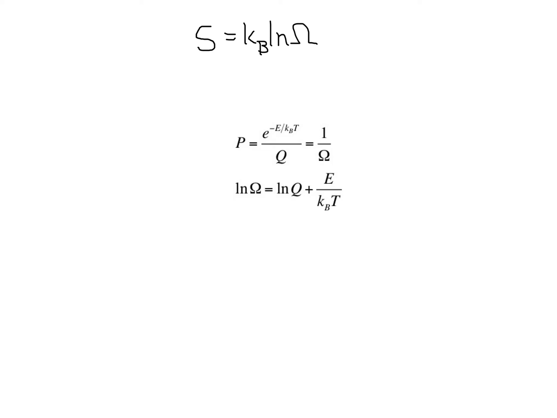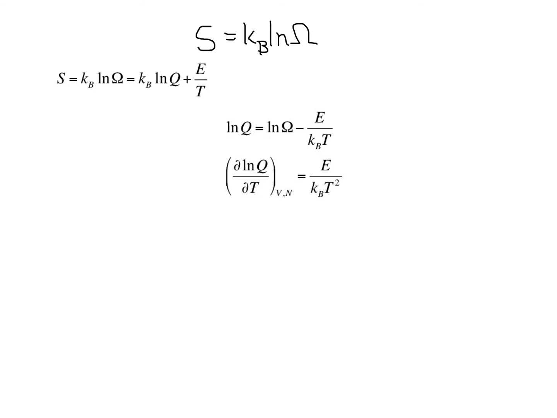So we can plug this directly into our Boltzmann expression for the entropy to show that the entropy is related to the partition function and the internal energy. Our expression for the entropy gives us a way to develop an expression for the internal energy as a function of the partition function. Let's look back at our expression for the natural log of the partition function, and let's take the derivative of that expression with respect to temperature.